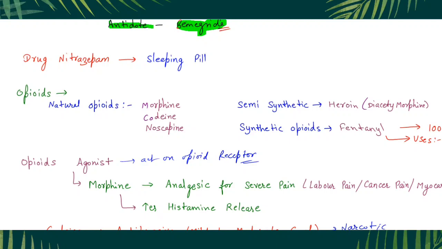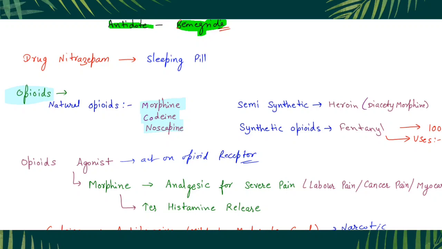Next is our opioids. The drugs which act on the opioid receptors are the opioids. They can be natural, semi-synthetic and synthetic. Natural opioids cause severe addiction: morphine, codeine, noscapine. Morphine is an analgesic used for severe pain, and codeine is an antitussive, used for cough as well as an analgesic.